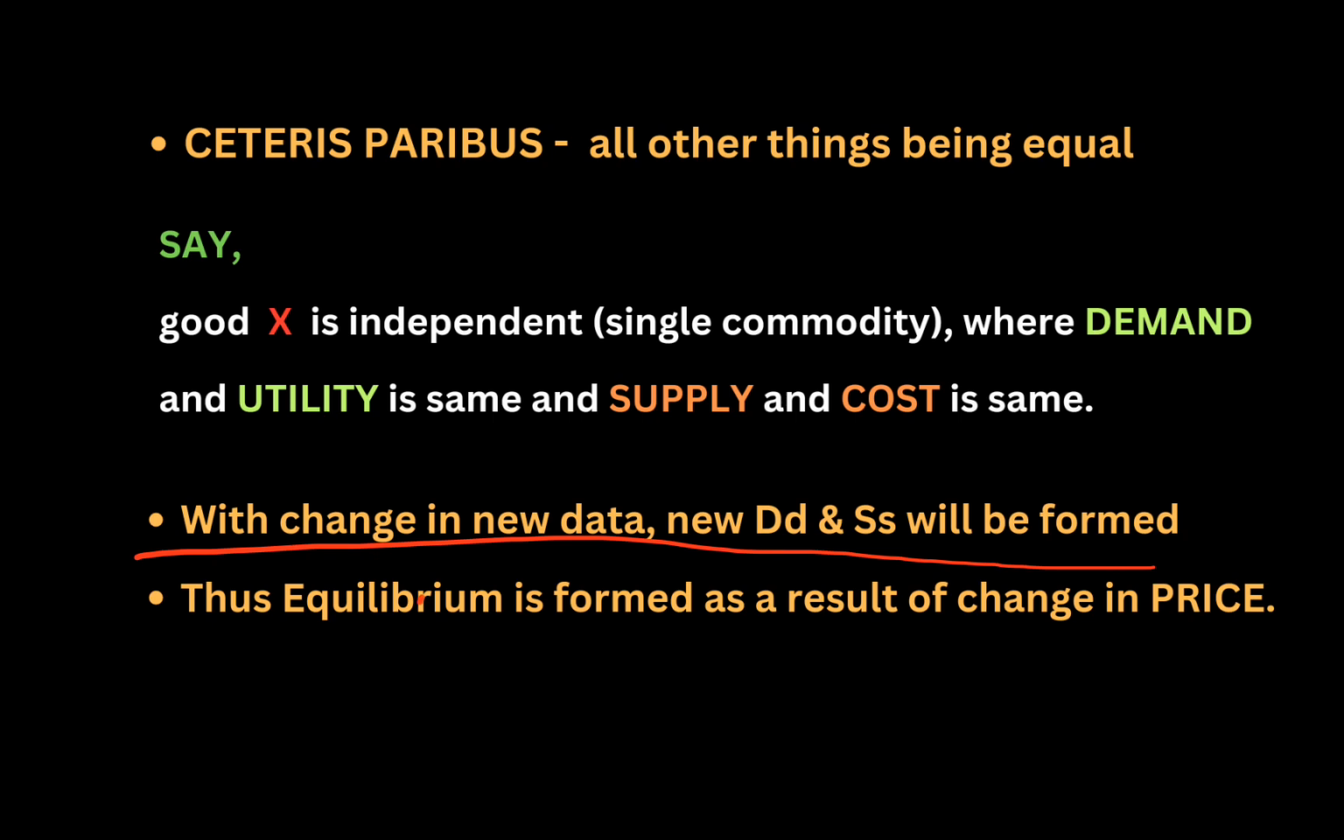If you take this graph, this is the demand curve, this is your supply curve. This is the prevailing, meaning existing, equilibrium. If a commodity price goes down, demand is more.